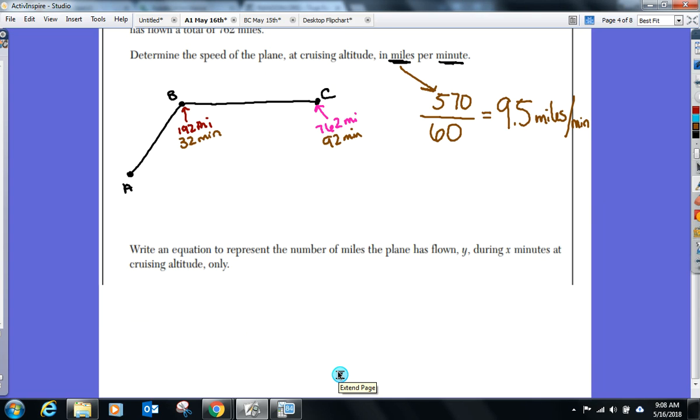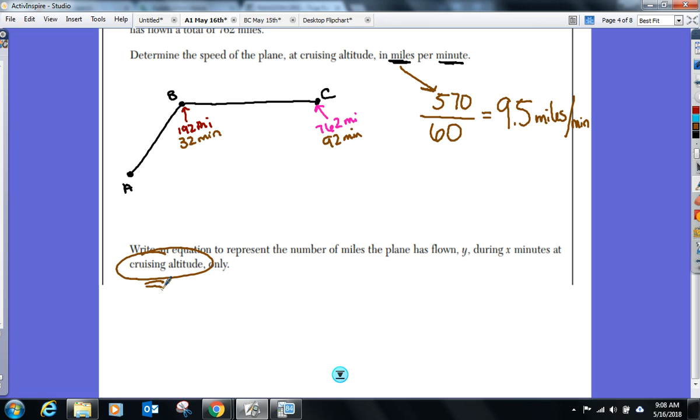We're going to write an equation, so something with an equal sign that represents the number of miles the plane has flown, y. So we're going to call y the number of miles it's flown during x minutes at cruising altitude. What did we just find out about cruising altitude? How fast is it going?